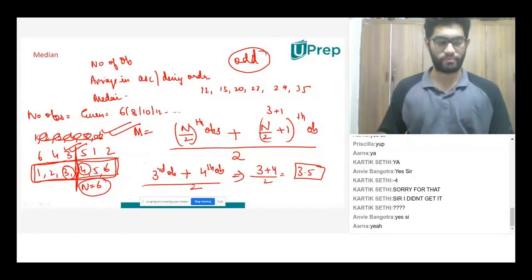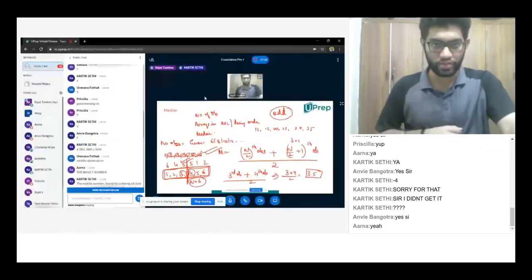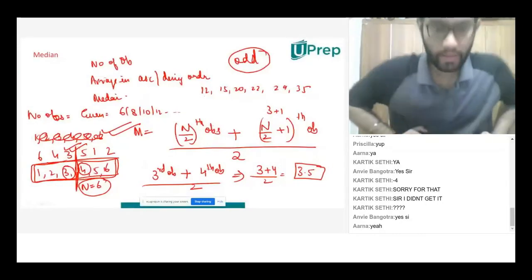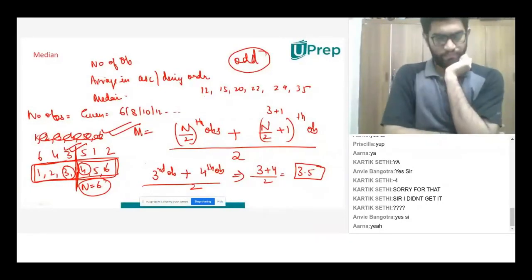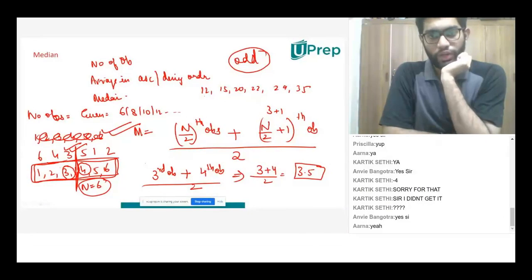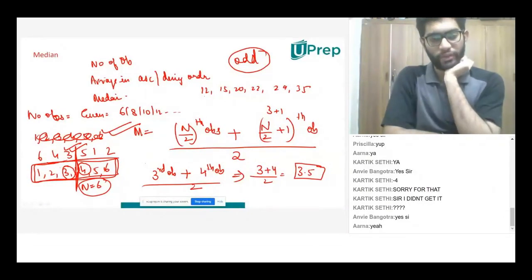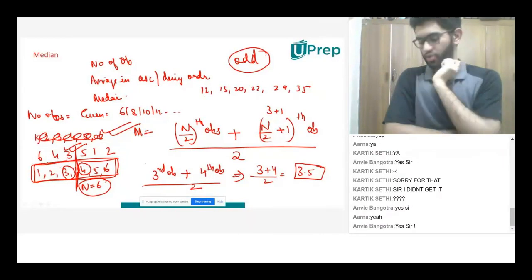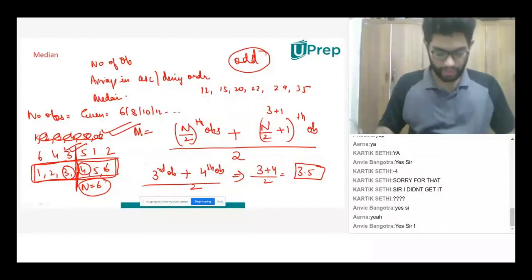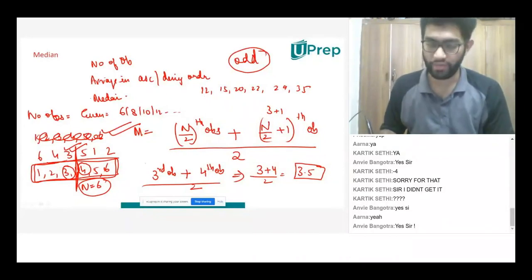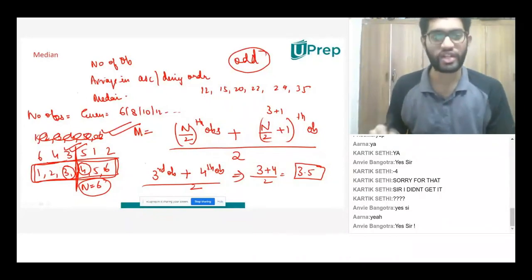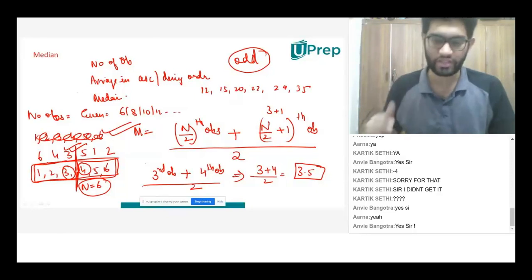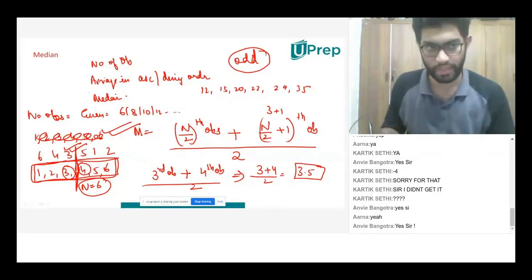Is median clear? Sir, no. What is your doubt? Where were you stuck? Doesn't matter, I'll explain. Sir, from the starting. Do you have a doubt with the number of observations being odd or even? Sir, in even. Okay. So when the number of observations is even, for whoever has a doubt, listen. This is the last time. After this concept, we are starting with problems. The concept of median is over.